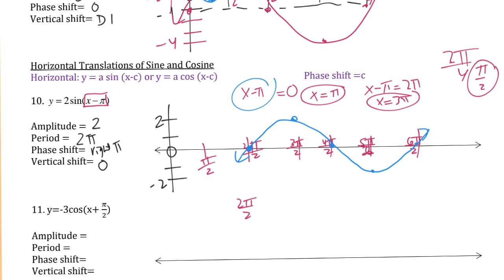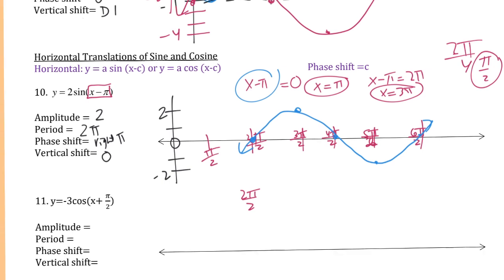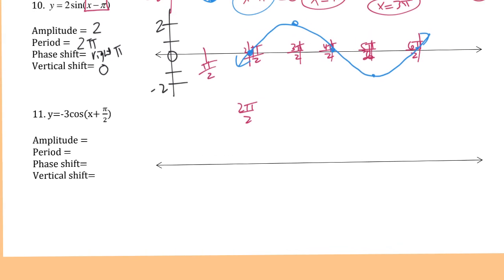Okay. And then I think we just have one more left. This one is going to be an amplitude of 3, reflected vertically. And the period is going to be 2 pi over 1, which is just 2 pi. The phase shift is going to be left pi over 2, and nothing vertically shifted.